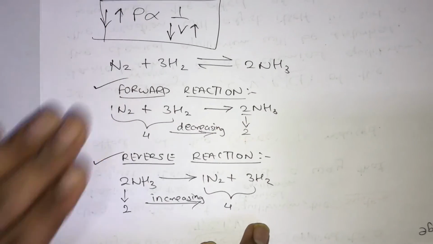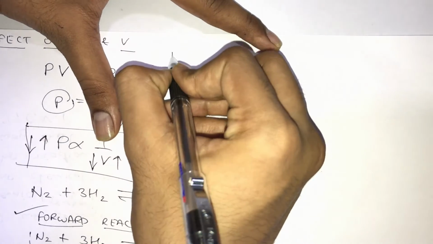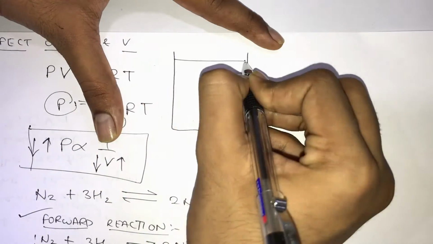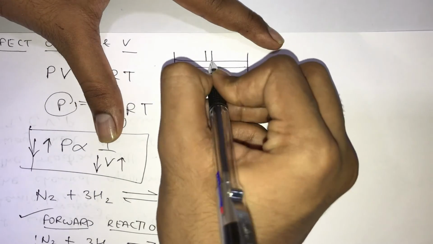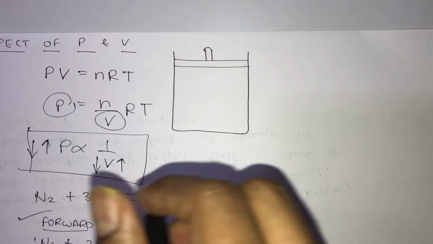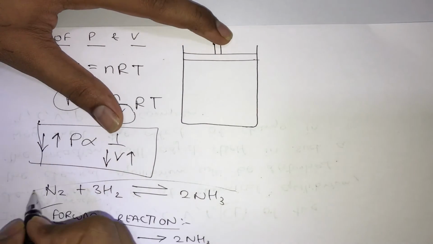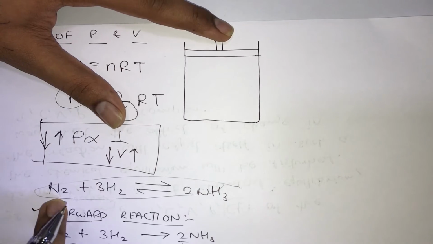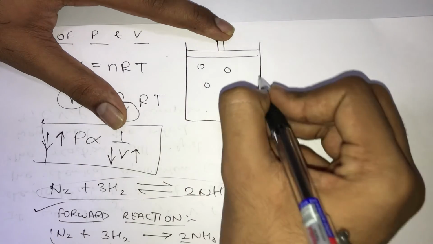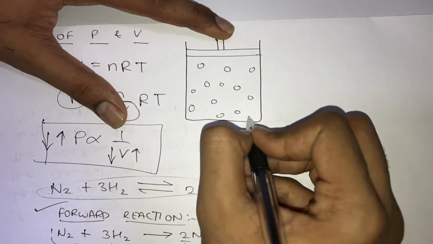Now keeping this thing in mind, let us consider a container over here. Let's say this is our container, and we have a piston over here, a movable piston which we can move up and down. And let's say guys that inside this container we are having this complete reaction, that is we are having the N2 molecules, the H2 molecules as well as the NH3 molecules. I am drawing these molecules over here. These all molecules are mixed, guys.